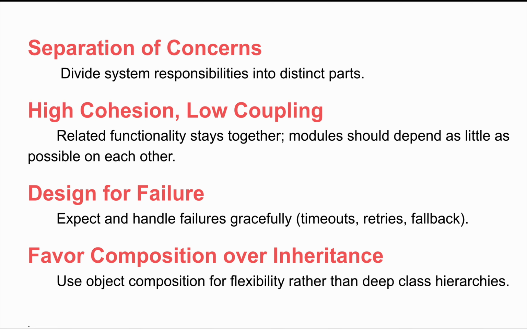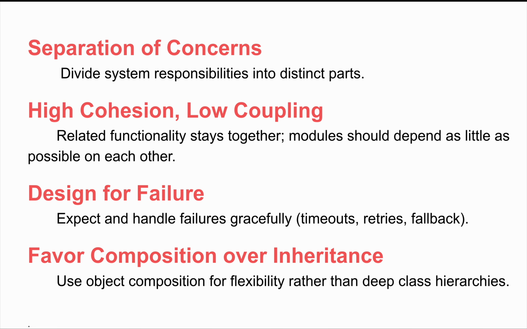The next one is high cohesion and low coupling. High cohesion means related functionality should stay together. Low coupling means modules should depend as little as possible on each other. Next is design for failures. Accept and handle failures gracefully. Always try to write your code to handle failures, timeouts, retries, and fallbacks.